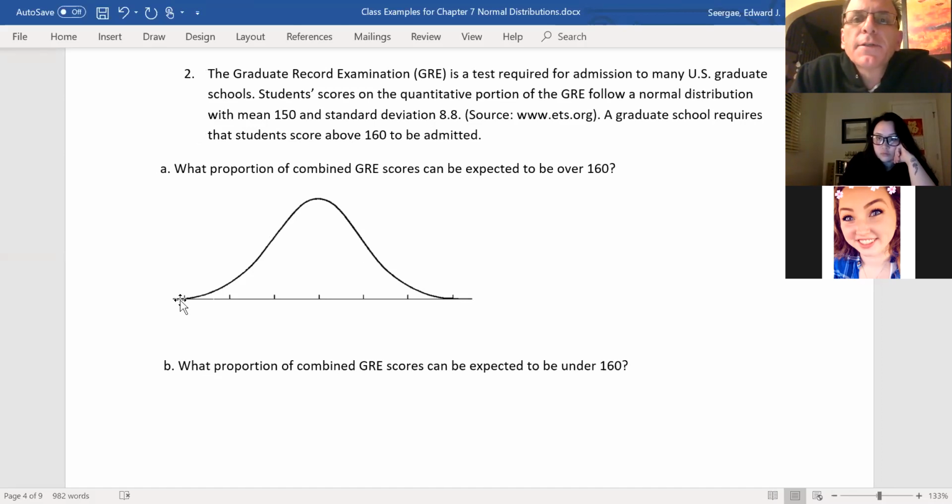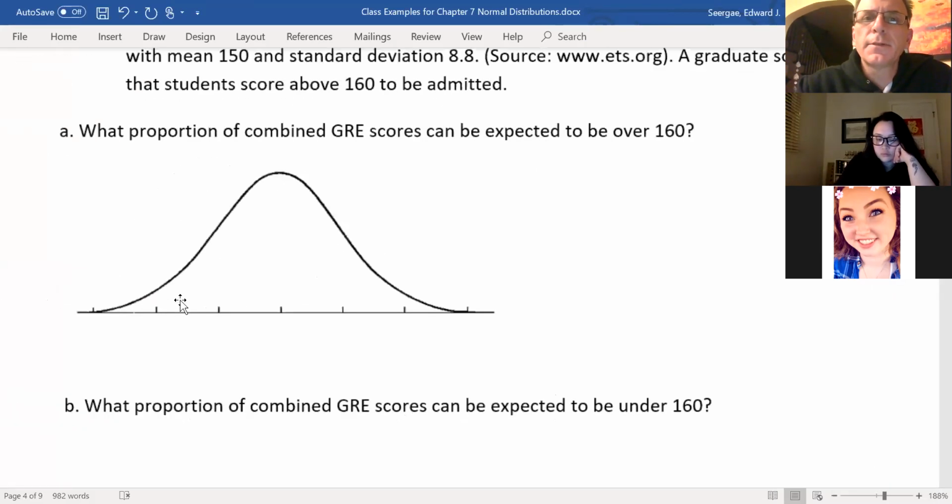A GRE test is required for admission to many U.S. graduate schools. Student scores on the quantitative portion follow a normal distribution with a mean of 150 and a standard deviation of 8.8. What proportion of combined GRE scores can be expected to be over 160? Let me zoom in a little bit on this.